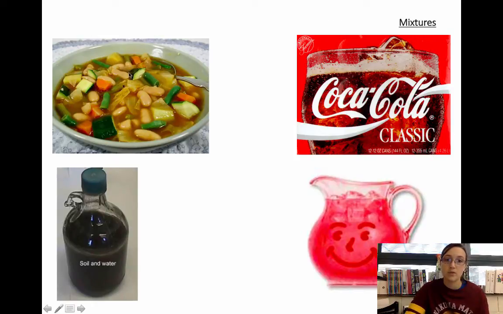So here are some examples. Vegetable soup is a heterogeneous mixture. Soil and water, dirty water, is a heterogeneous mixture. Kool-Aid is a homogeneous mixture because you can't see all of the different parts of Kool-Aid. It all just looks one color. Coca-Cola also would be a homogeneous mixture.